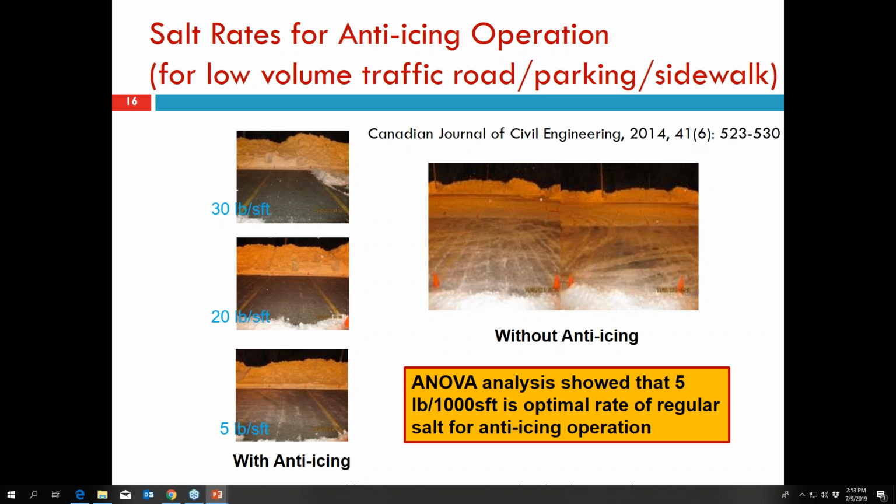So we did a huge amount of tests, and then we did the statistical analysis to understand what is the minimum salt that is good enough to prevent the bonding. So for parking lot and low volume road, you can use just 5 pounds per 1,000 square feet for anti-icing operation.